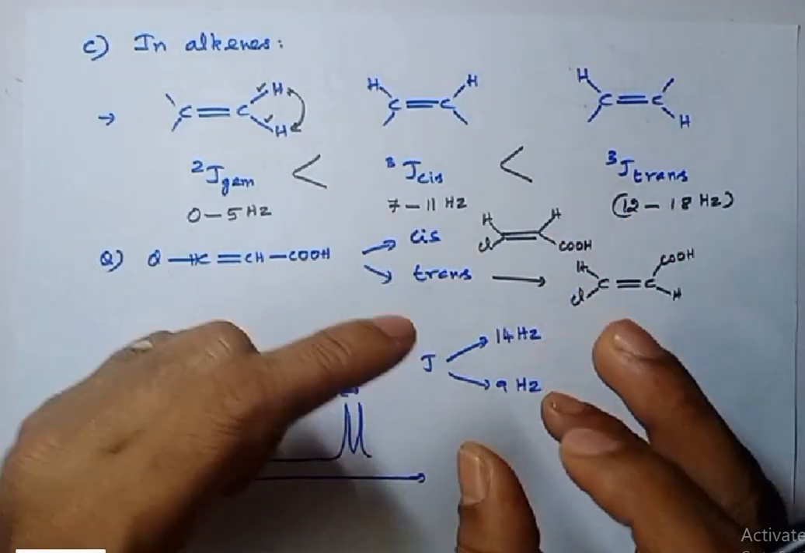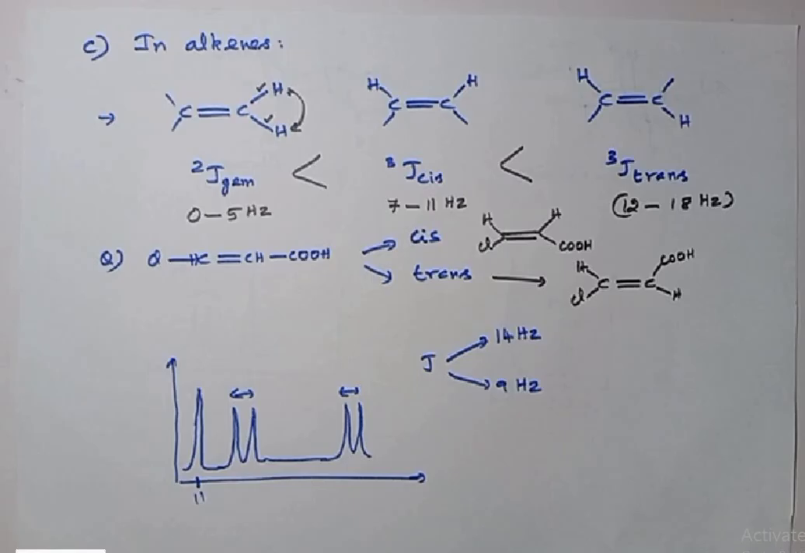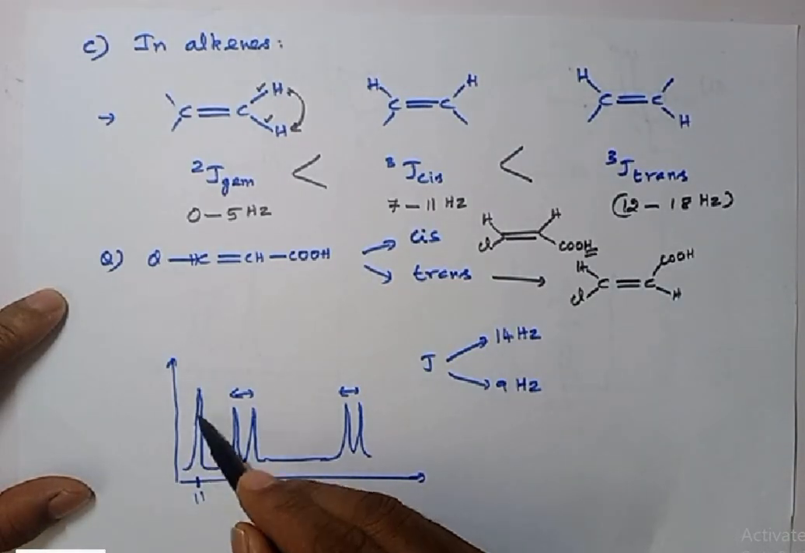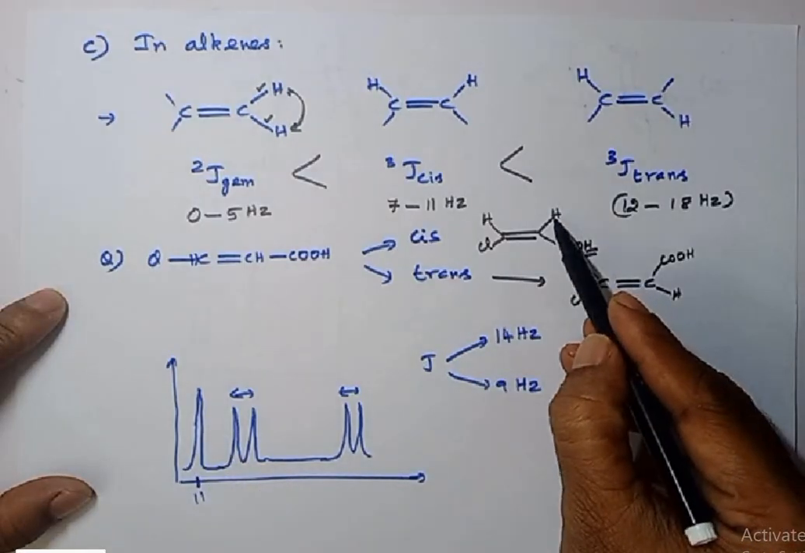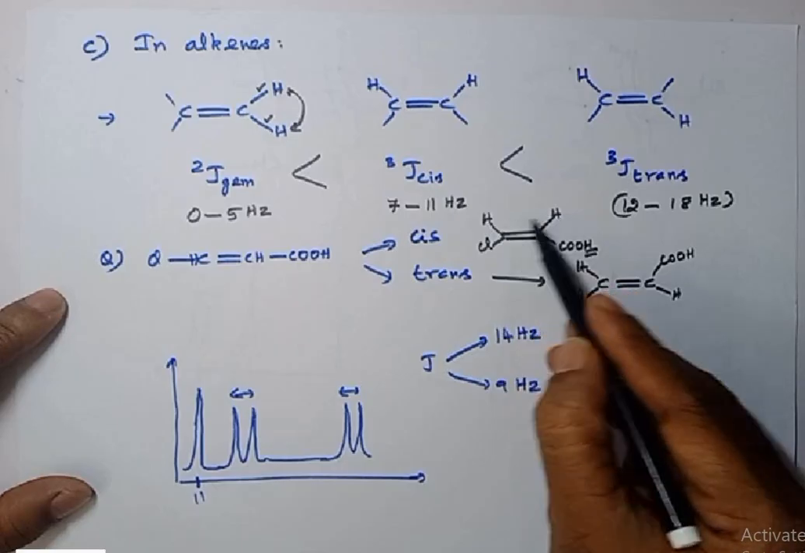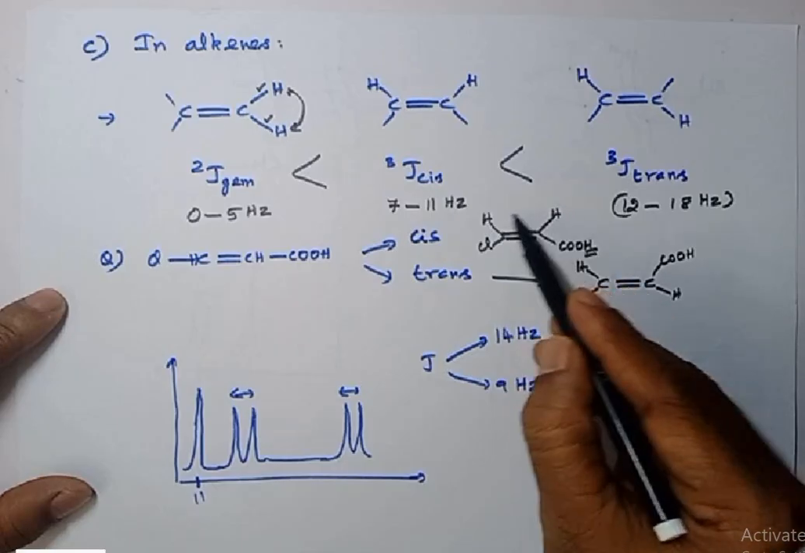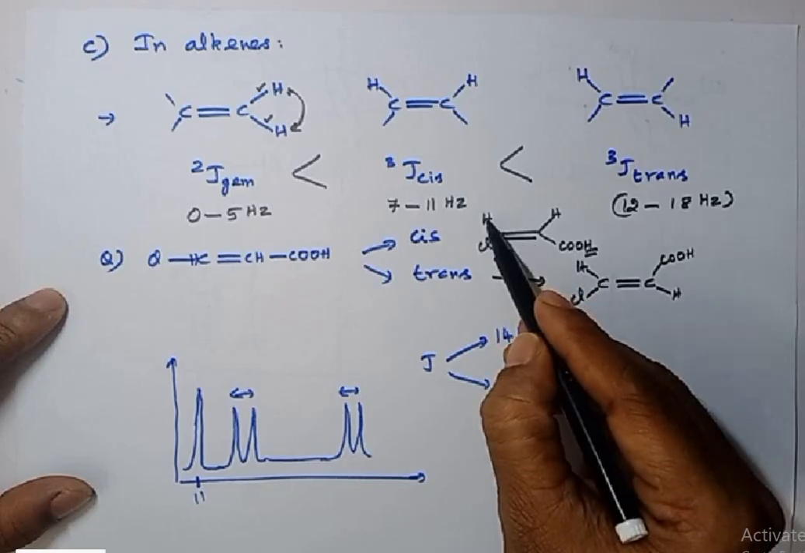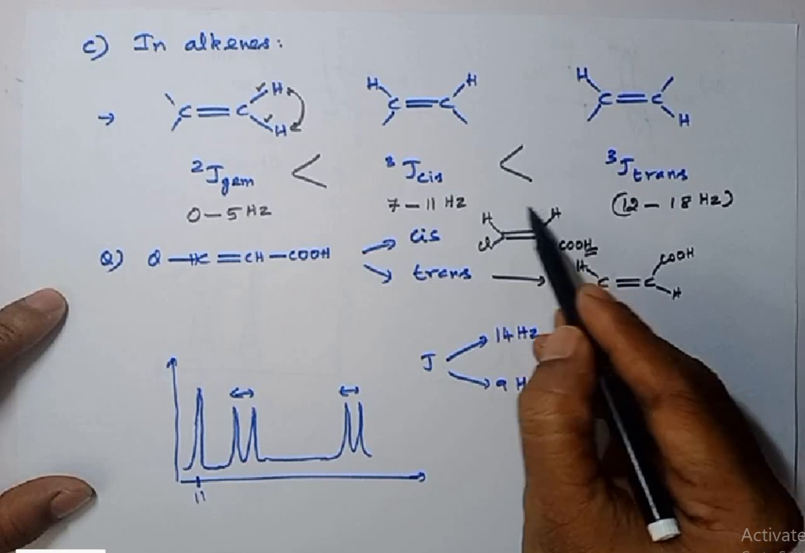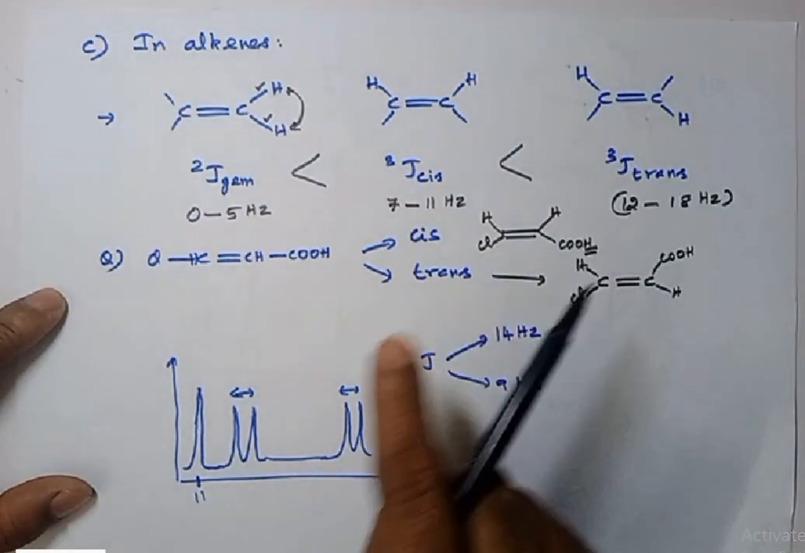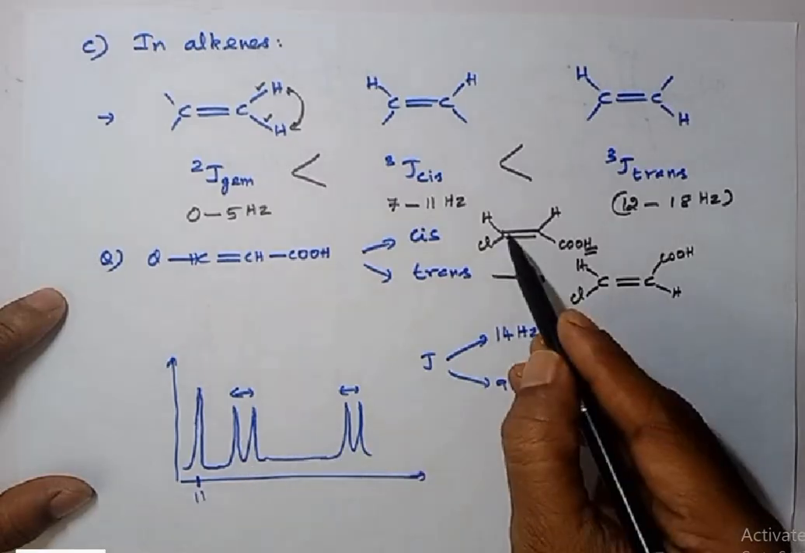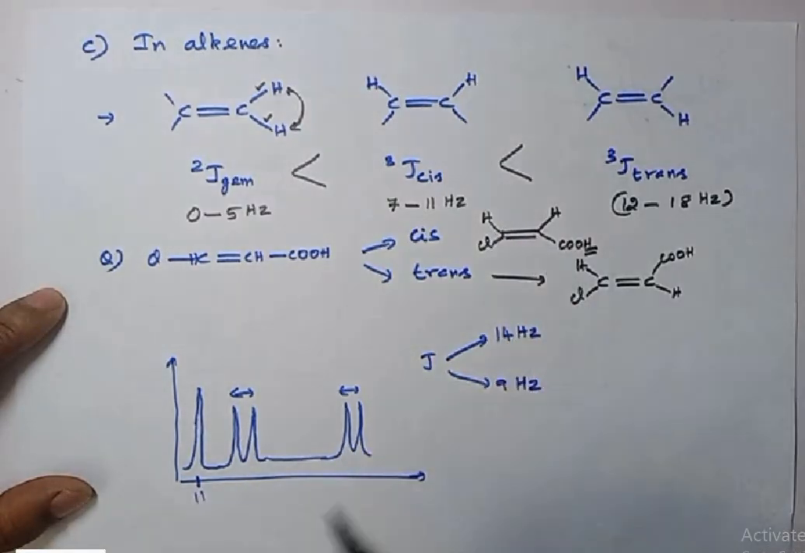If you record the NMR spectrum, for carboxylic acid we get one signal. Then, listen, these two hydrogens are chemically non-equivalent. So this will give one signal, and this will give one signal. The signal of this proton is split by this hydrogen, and the signal of this proton is split by this one. So I'll get two doublets, one doublet for one proton, another doublet for the other proton.